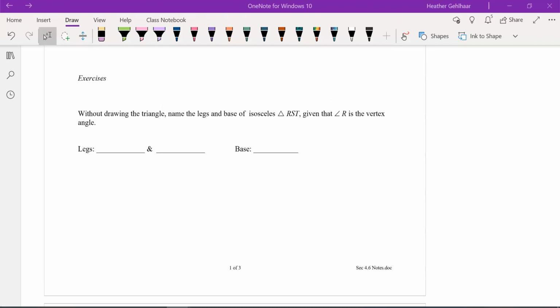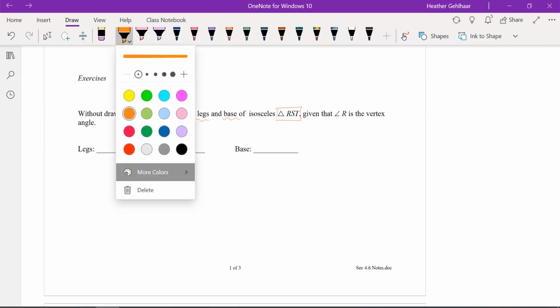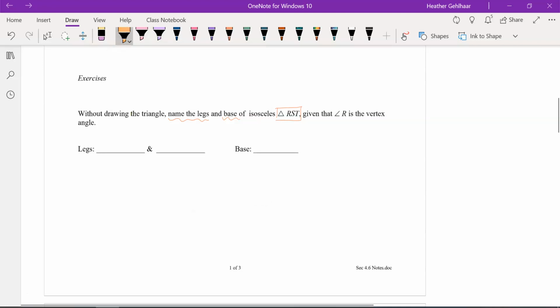Let's look at this example here. Without drawing the triangle, name the legs and base of the isosceles triangle. So we want to name the legs and the base of the isosceles triangle. So we have this triangle here, okay? Given that angle R is the vertex. So angle R is the vertex angle.